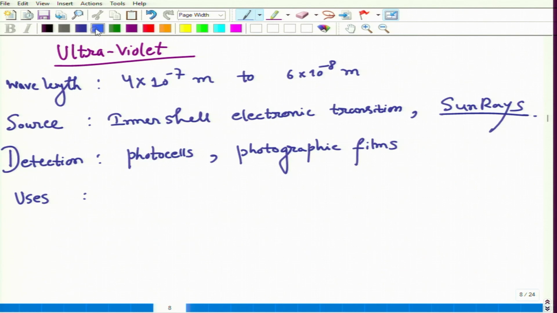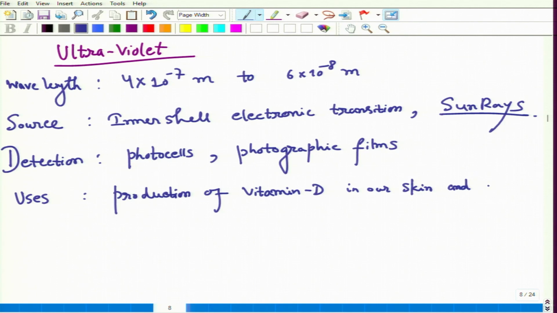Okay, uses of the UV. Production of vitamin D in our skin, and also curing some skin diseases like vitiligo. These skin diseases are also cured by UV rays. Okay, and UV rays are also used in electronic spectroscopy.